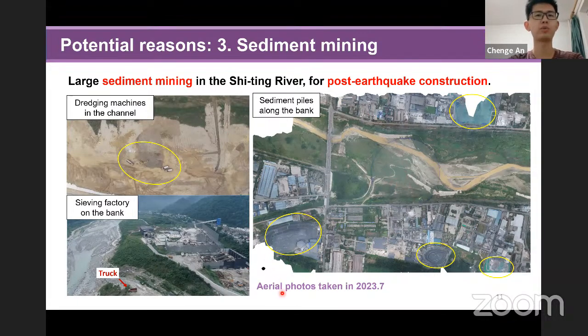These photos are aerial photos that we took in July this year. The upper left photo shows the dredging machines working on the channel, basically taking the sediment from the river. The lower left panel of this figure shows the factory on the channel and the river bank, which sieves the sediment from the river channel. At the bottom of the photo, we can see a truck taking sediment from the river bank into the factory. And in the red panel, it shows several sediment piles positioned along the river bank, which store the sediment from the river channel.